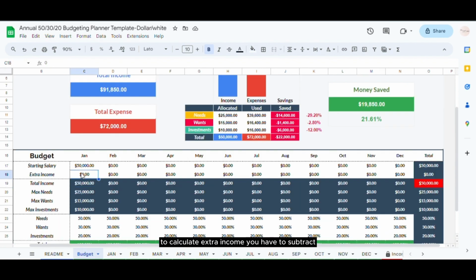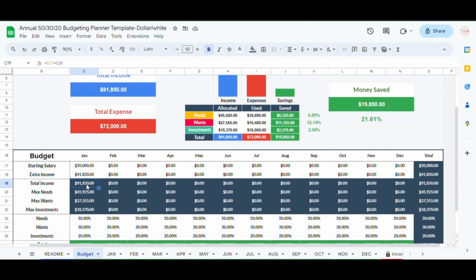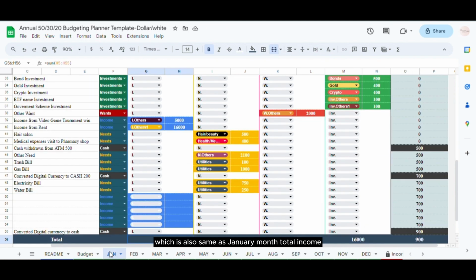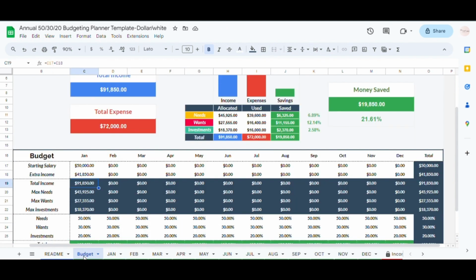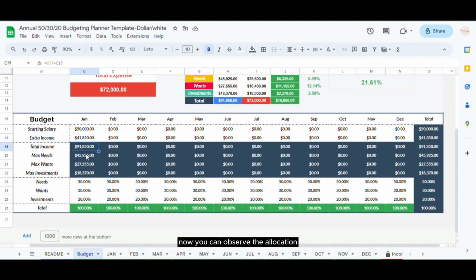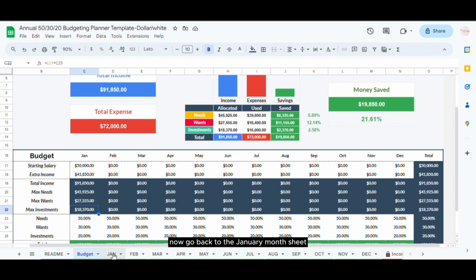To calculate the extra income, you have to subtract the starting salary from your total income in the January month, that is 91,850 minus the starting salary. So you can see that your total income is 91,850, which is also the same as the January month total. Now we can observe the allocation amount also changed. Now go back to the January month sheet.